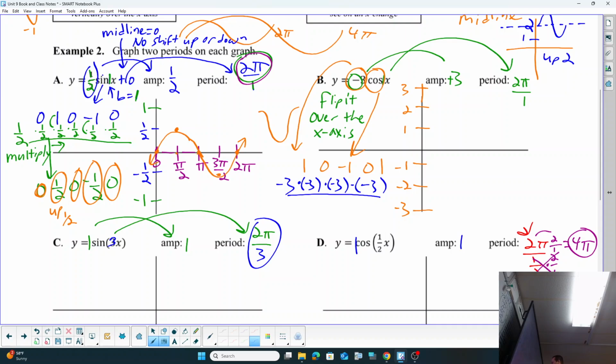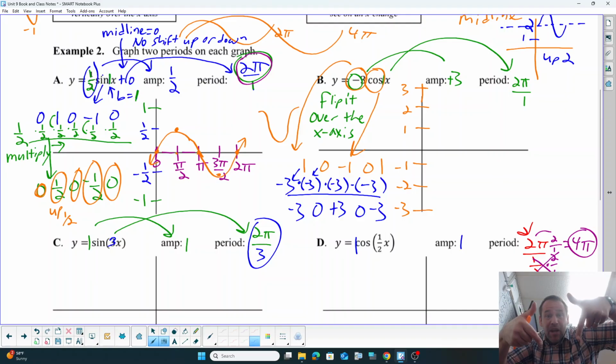Okay, so 1 times negative 3 is negative 3. 0 times negative 3 is 0. Negative times negative is a positive 3. Then back to 0, and then 1 times negative 3 is negative 3. So by multiplying negative 3 through, that's going to stretch it up and down 3, and it's going to flip it upside down. So our valley becomes a mountain.